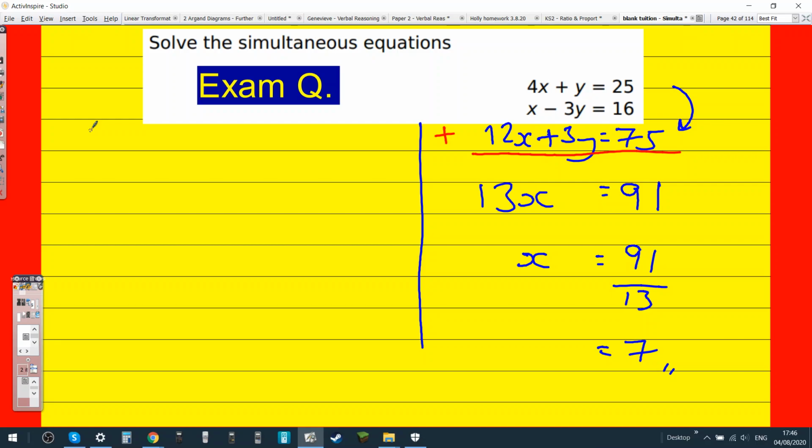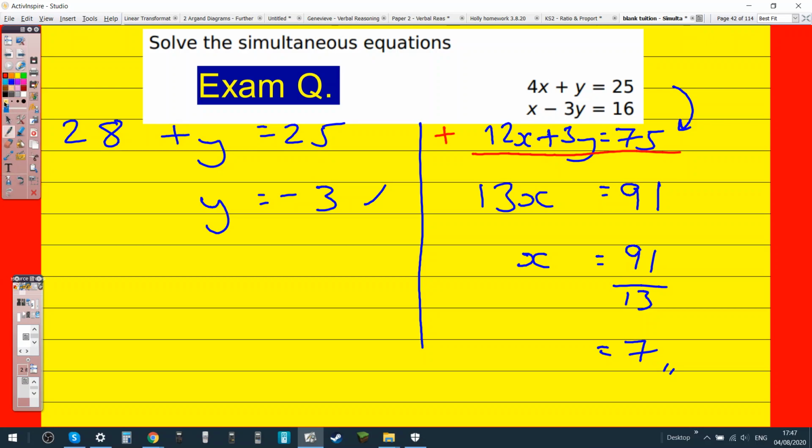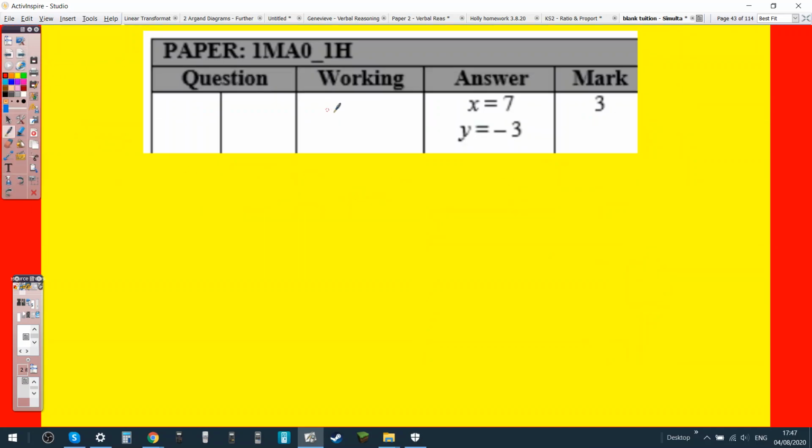Okay. So you do 28 take away. So if you do inverse on 28, take away 25 is 3. So y is 3. 28 plus 3, is that 25? No, minus. Yes, minus 3. So you take 28 away from both sides. Hang on. So 28 plus y gives you 25. Subtract 28 from both sides. That's it. 7 and minus 3.